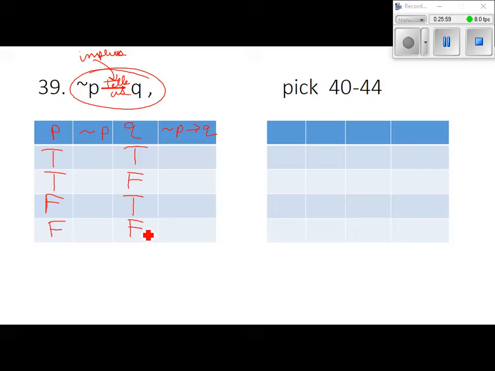So what do we know about not P? If P is true, then not P has to be what, Evan? False. Lexi, if P is true, not P has to be what? False. Caleb, give me these last 2 here.